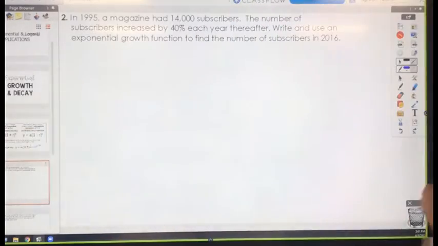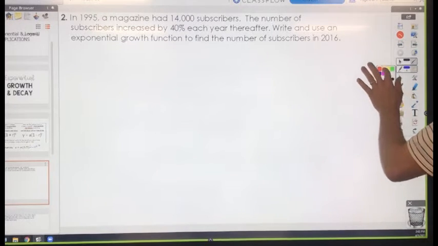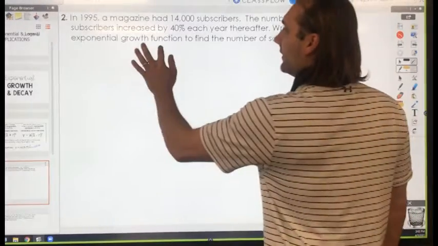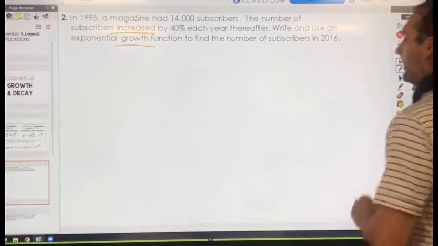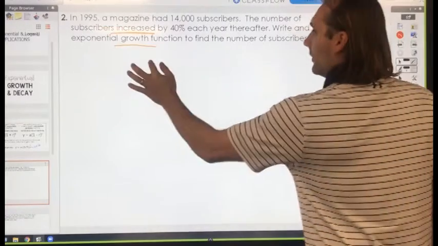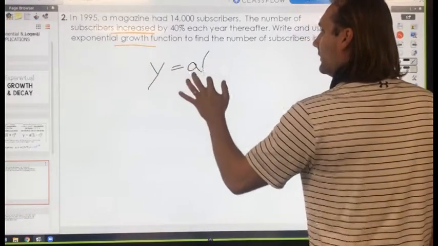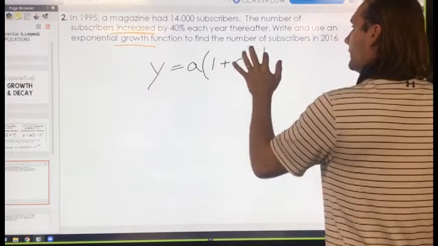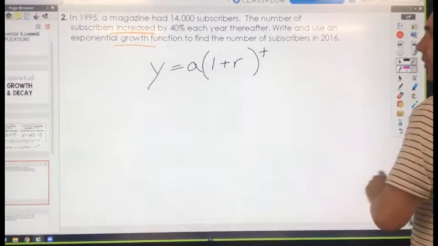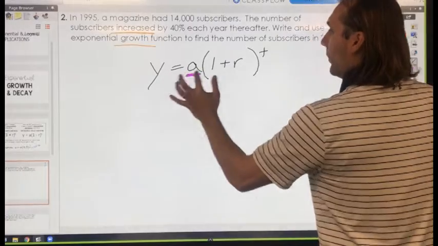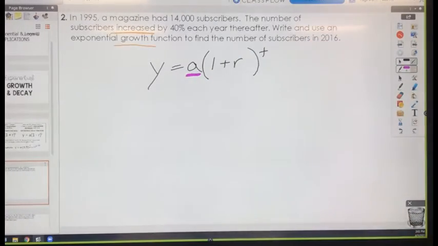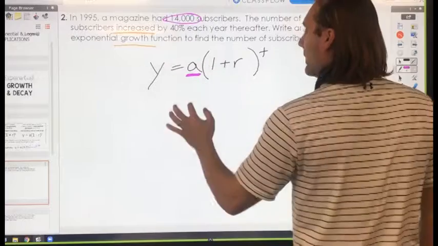Now, first problem. In 1995, a magazine had 14,000 subscribers. The number of subscribers increased by 40% each year thereafter. Write and use an exponential growth function to find the number of subscribers in 2016. So my keyword here to tell me it's a growth is increased. So I'm going to use the formula y equals a times 1 plus r to the t power, where a, my initial value, is what number? 14,000. How many subscribers I start with?